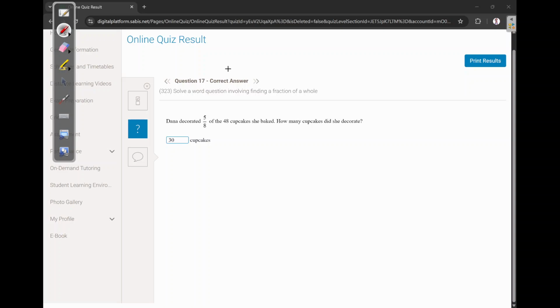Dana decorated 5 over 8 of the 48 cupcakes she baked. How many cupcakes did she decorate? We times 8 by 6, and then we also times 5 by 6, which equals 30.